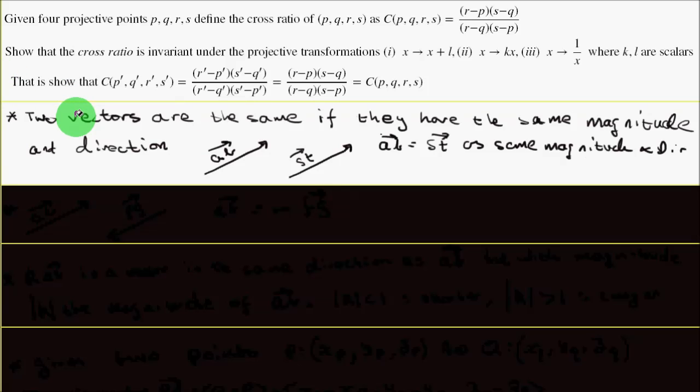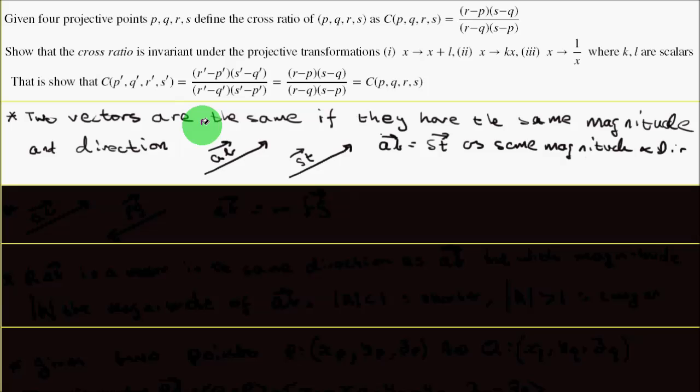That is, for invariance, we have to show that the cross ratio of the primed points, the points after these transformations, is equal to the cross ratio of the unprimed points. A couple of notes at the start.